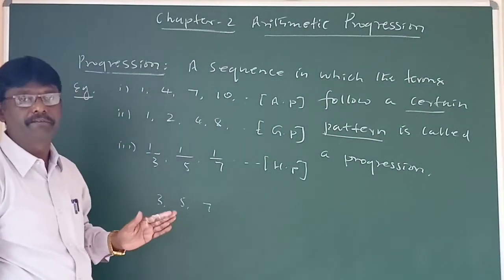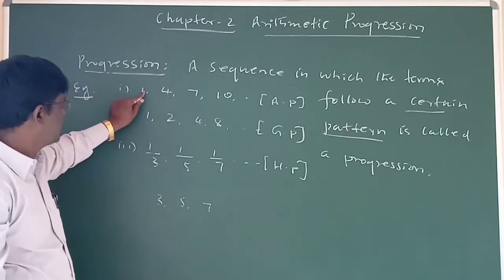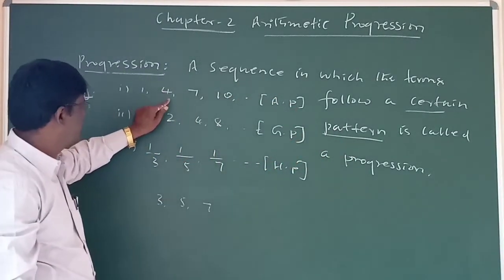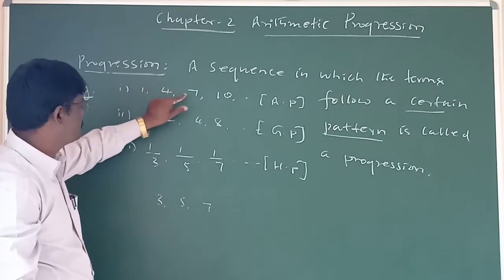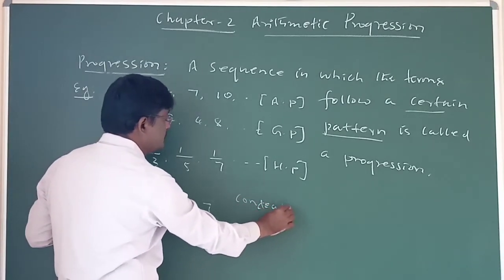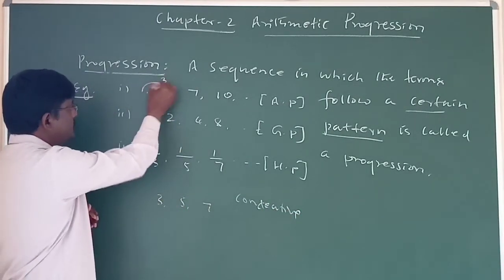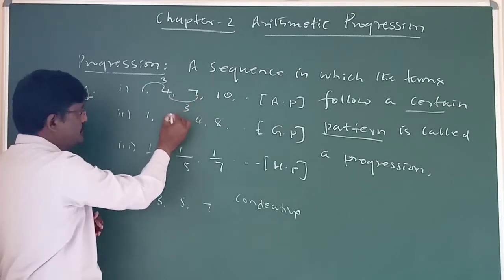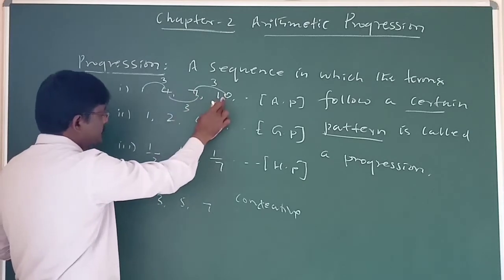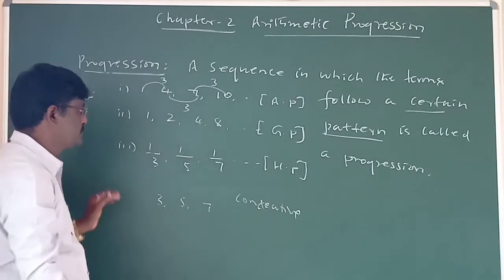Now let us try to define what is arithmetic progression. A sequence or progression in which the difference between any two consecutive successive terms is constant. Just look at this: 4 minus 1 is 3, 7 minus 4 is 3, 10 minus 7 is 3. Such a sequence, such a progression, we say is arithmetic progression. Okay, children?